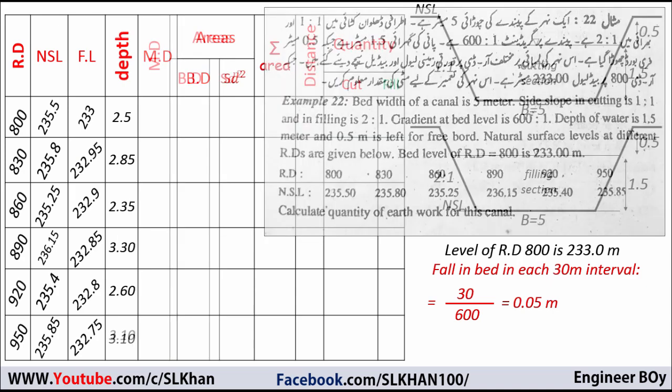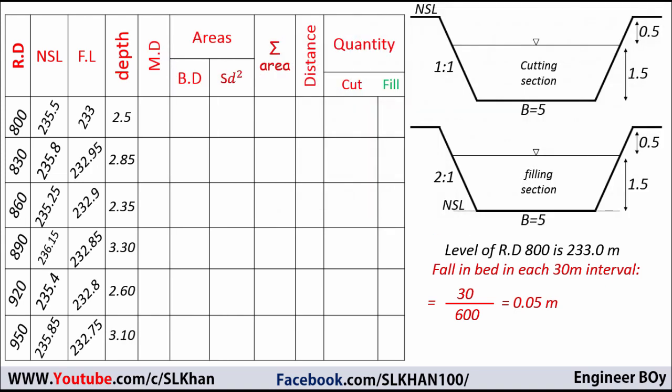Okay, so once we got the depths at each RD, then of course we can calculate the mean depth at each RD by adding the two depths and dividing by 2, the number of depths. As you can see, I'm just going to add these both: 2.5 plus 2.85 divided by 2, so we get the mean depth at RD 830. And the same thing: 2.85 plus 2.35 divided by 2, we get the mean depth at RD 860. Do the same thing for the remaining.